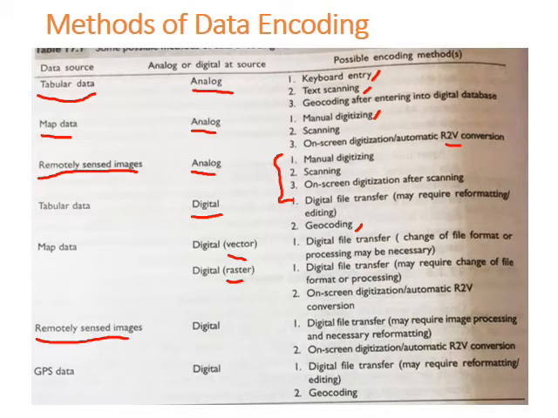The remotely sensed images, most of the images today we are getting in the digital format, and either you can directly transfer the file into the GIS format and reformat it according to the requirement, or you can go for on-screen digitization or automatic raster to vector conversion if you want to convert the remotely sensed image information into a vector format. Similarly, the GPS data, now all the GPS data is available in a digital format, and you can directly transfer that file and bring that into a digital database.